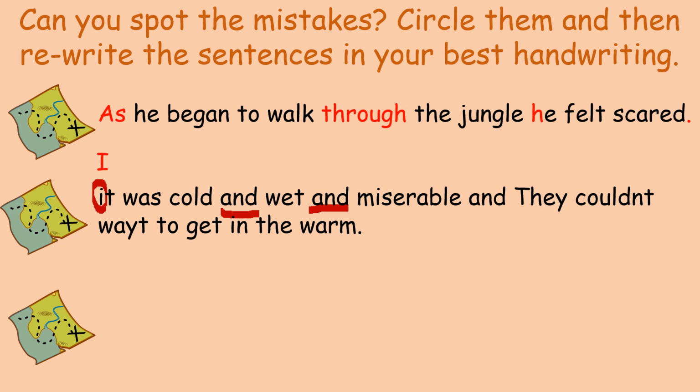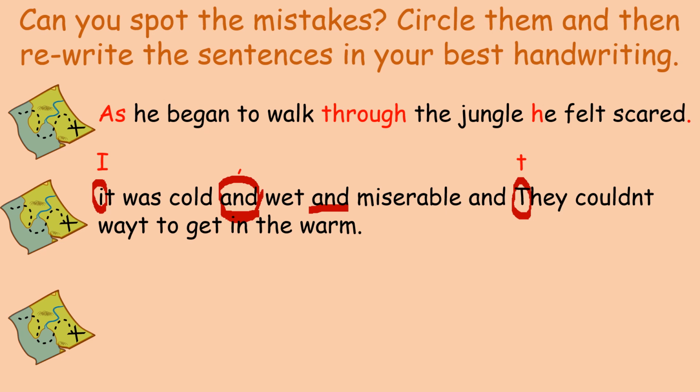Now when I have adjectives like this in a list, I can use my first and, I can replace it with another punctuation. Can you think of what punctuation we can use in a list? We can use a comma, just like that. It was cold, comma, wet, and miserable. And we have another capital letter here that shouldn't be there, so I'm going to replace it with a lowercase letter. It was cold, wet and miserable, and they couldn't.